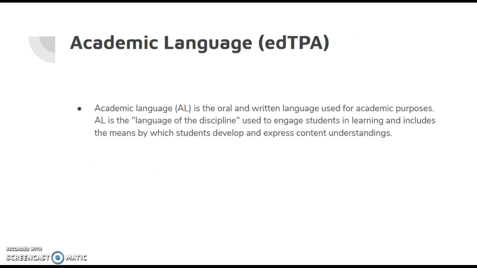According to the EdTPA handbook, academic language is the oral and written language used for academic purposes. Academic language is the language of the discipline used to engage students in learning and includes the means by which students develop and express content understanding.